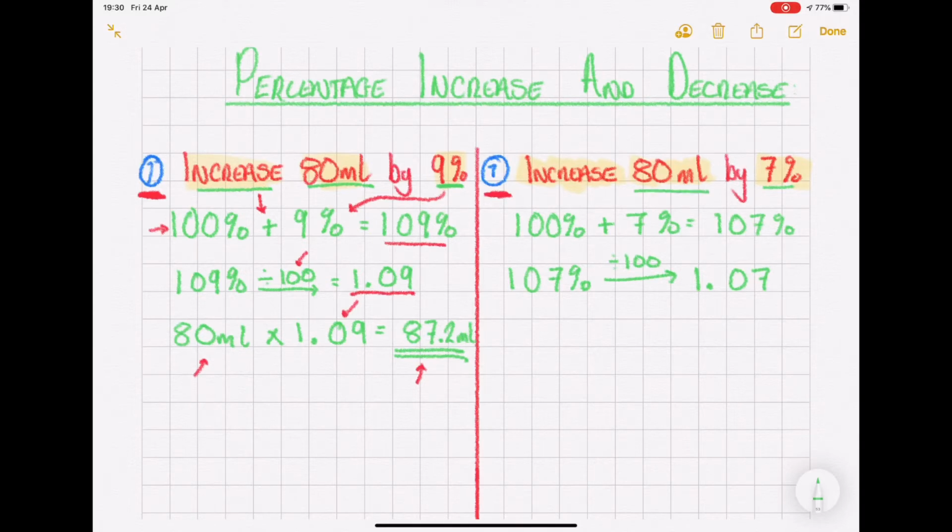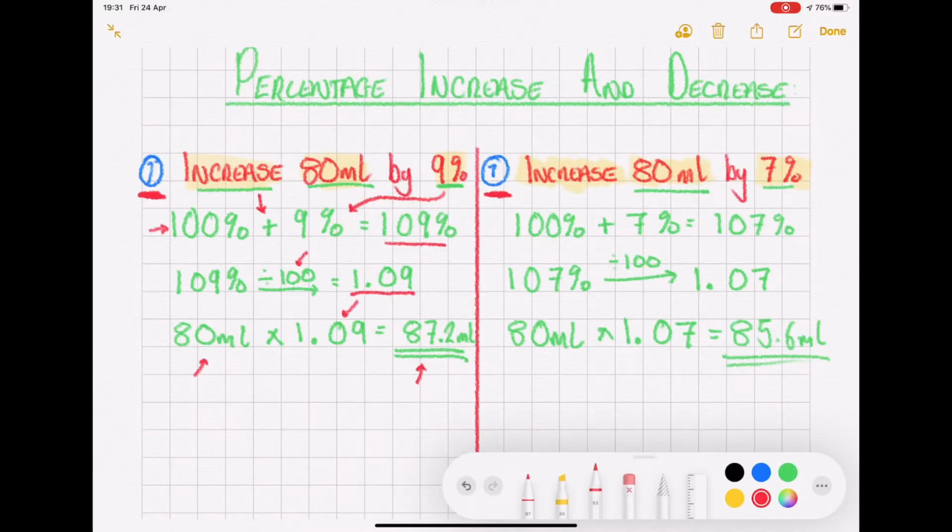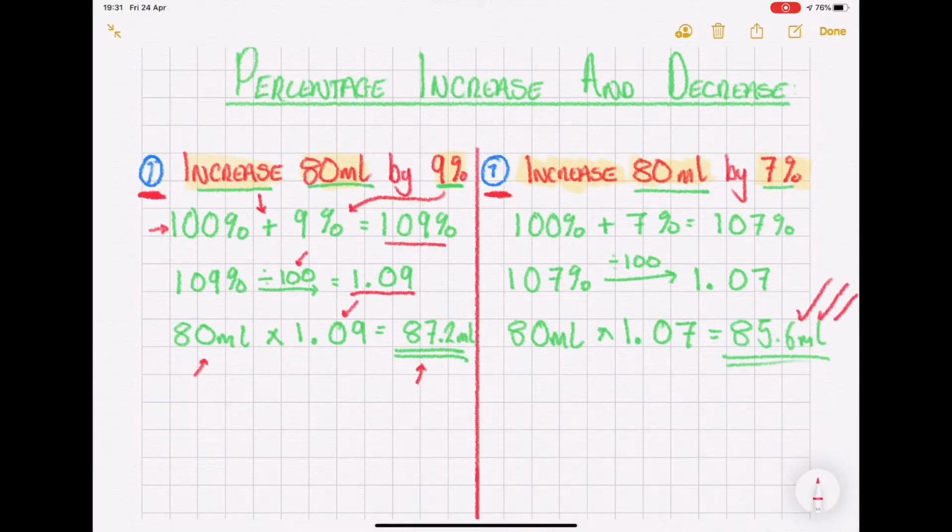Now we take our amount, so that's 80 millilitres. We times that by 1.07. If we do that on our calculator, 80 times 1.07 gives us 85.6 millilitres. And there's your final answer. That's 80 millilitres increased by 7% is 85.6 millilitres. If you got that, give yourself a few ticks here.